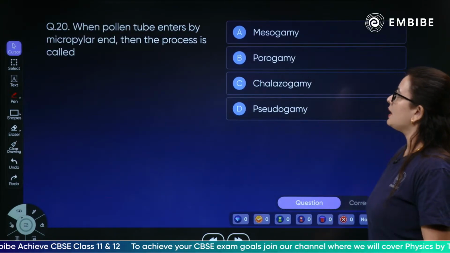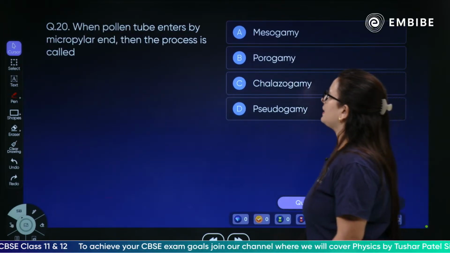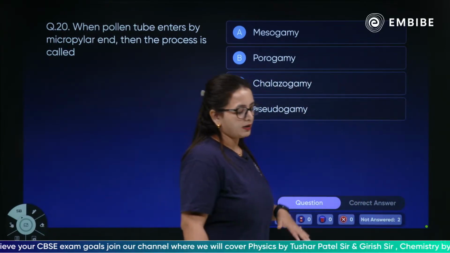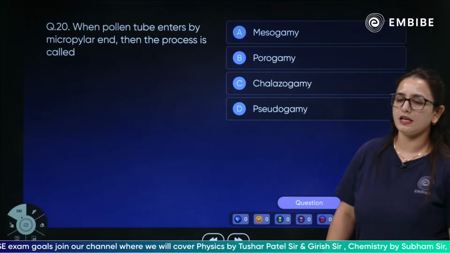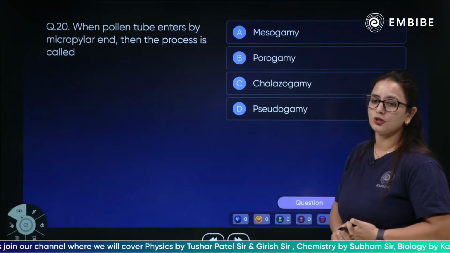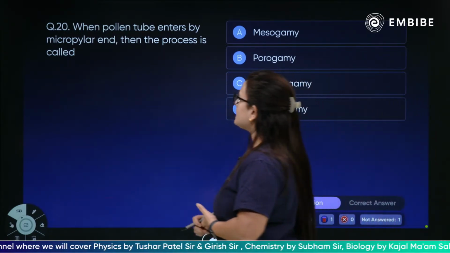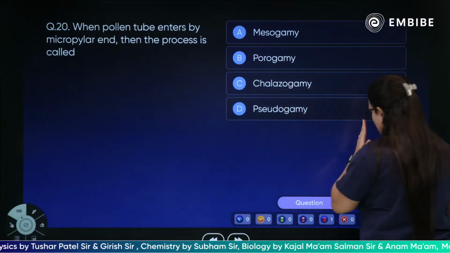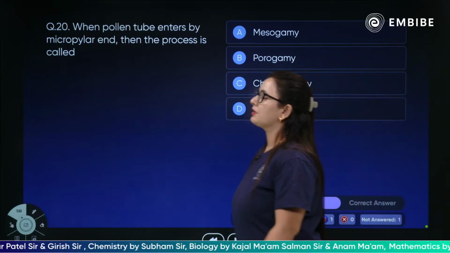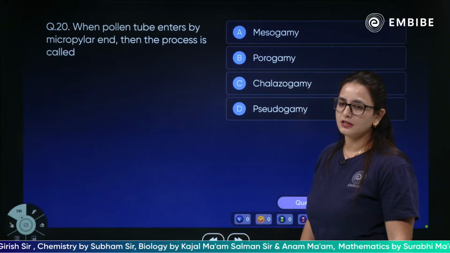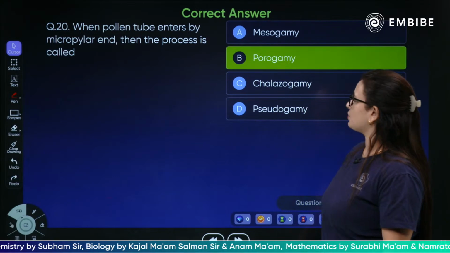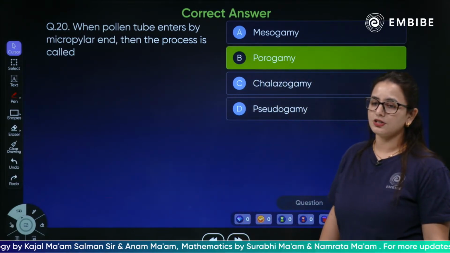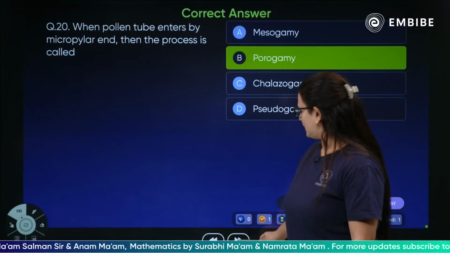Next question. When the pollen tube enters into the micropylar end, what is this process known as? Mesogamy, porogamy, chalazogamy, pseudogamy. Simply entering through the micropylar region. When the pollen tube enters through the micropylar region, it is known as porogamy.